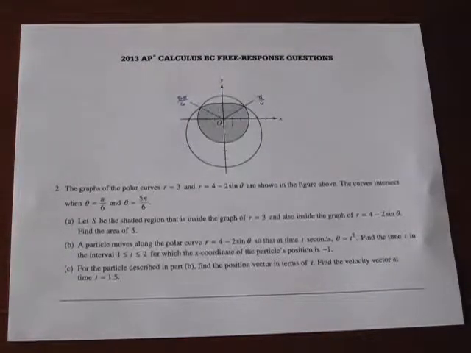So here's the question. It gives you two polar curves, r equals 3 and r equals 4 minus 2 sine theta, and it tells you that they intersect at theta equals pi over 6 and theta equals 5 pi over 6. So let's start with question A.